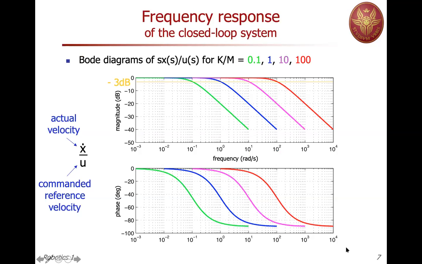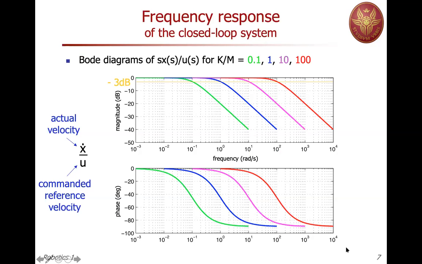Okay, so if you are familiar with Bode diagrams, this is a linear system, so you can do the Laplace transform, you can replace s by j omega, and you have a frequency response, so both plots in magnitude and in phase. Actually, what you care about is magnitude, and this is just the transfer function between the commanded reference velocity and the actual velocity, not neglecting the loop with the gain k. And you can see that what matters is just the ratio between k and m.